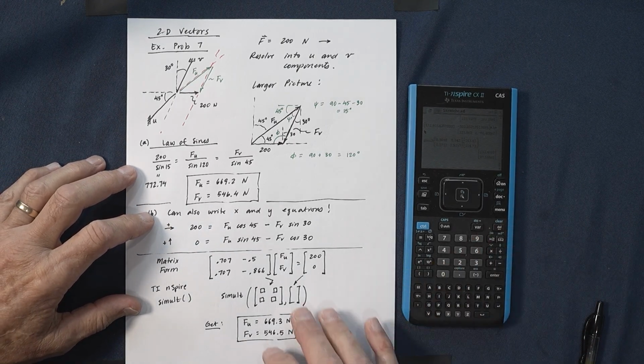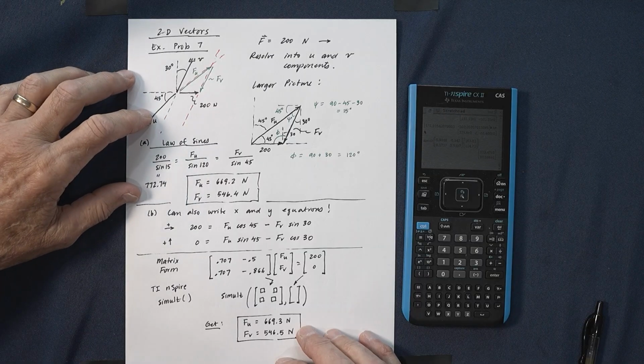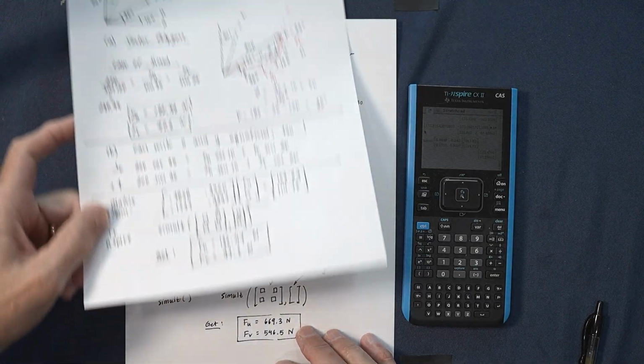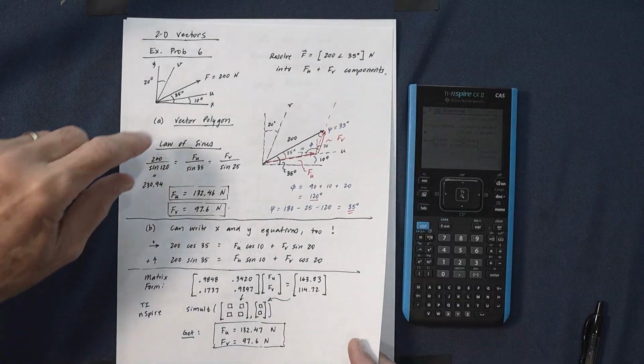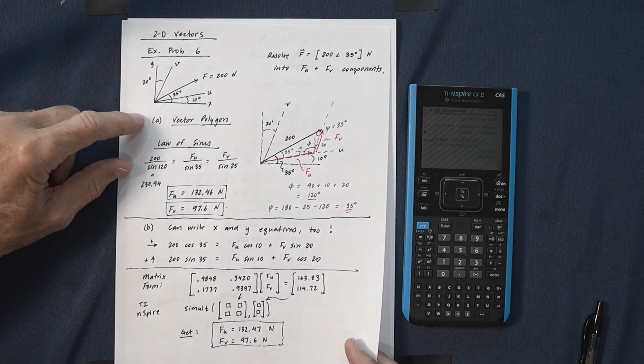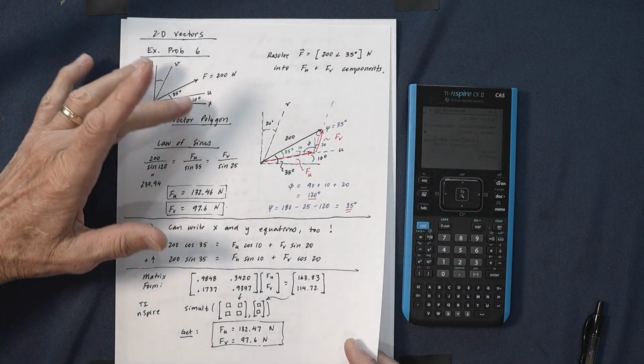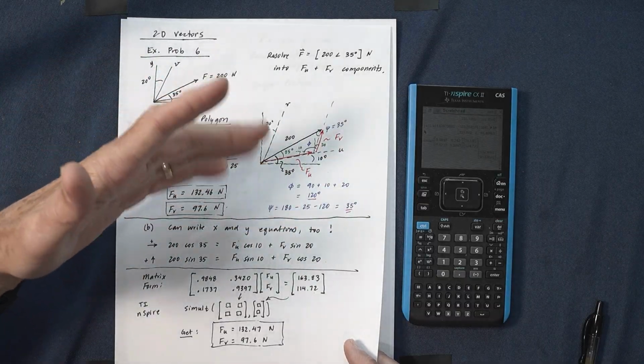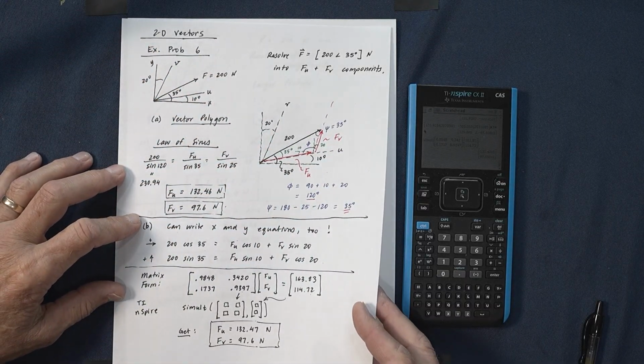This is example problem 7. In example problem 6, we resolved a force into U and V components. And the angles were relatively small to U and V, and it kind of led to an easier triangle.